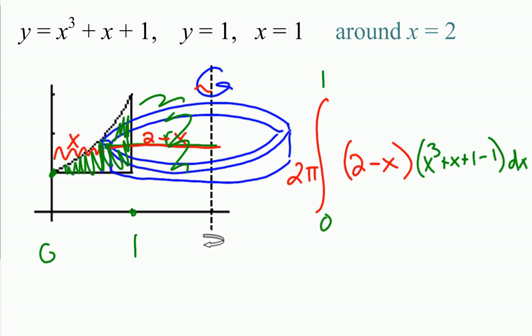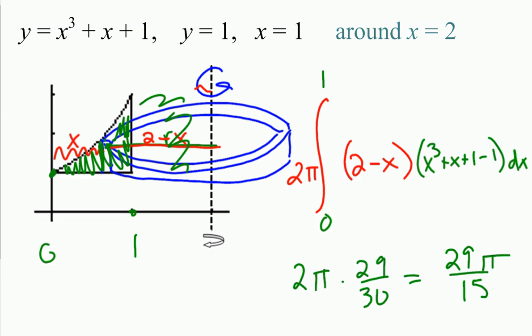Now I end up with 2 pi times 29/30, which ends up being 29 pi over 15. All right, hopefully that helps you see another way to find the volume, and you will be able to do it both ways, washer and shell now, and find when you need to use one or the other.